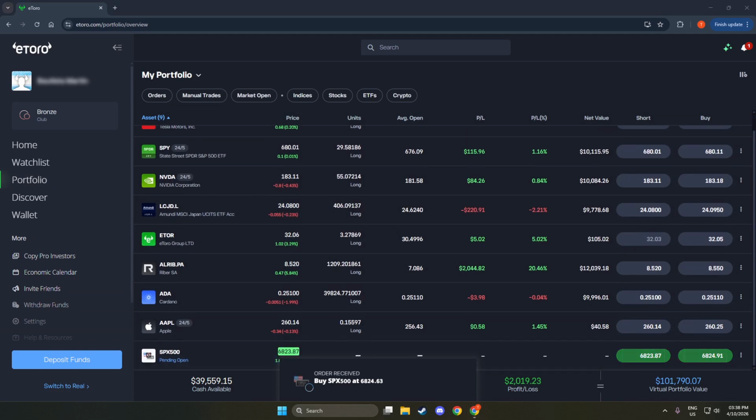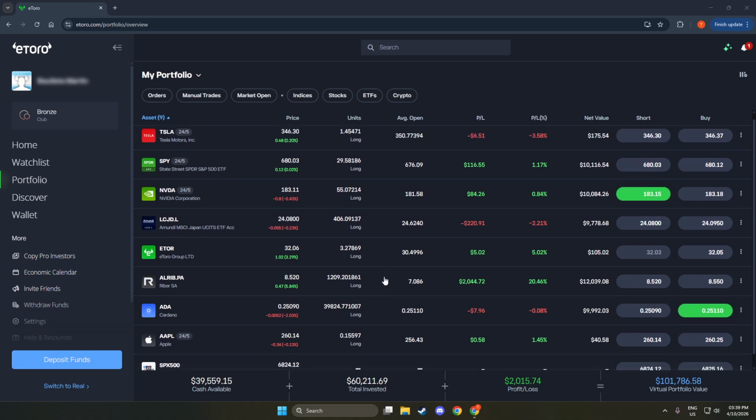A few quick tips as you wrap up. Review the price and amount once more to avoid simple typos. Remember that limit orders prioritize price over speed. And keep in mind that spreads and fast market moves can affect how quickly your order is filled. That's it. Now you know how to set a limit order on eToro with confidence.